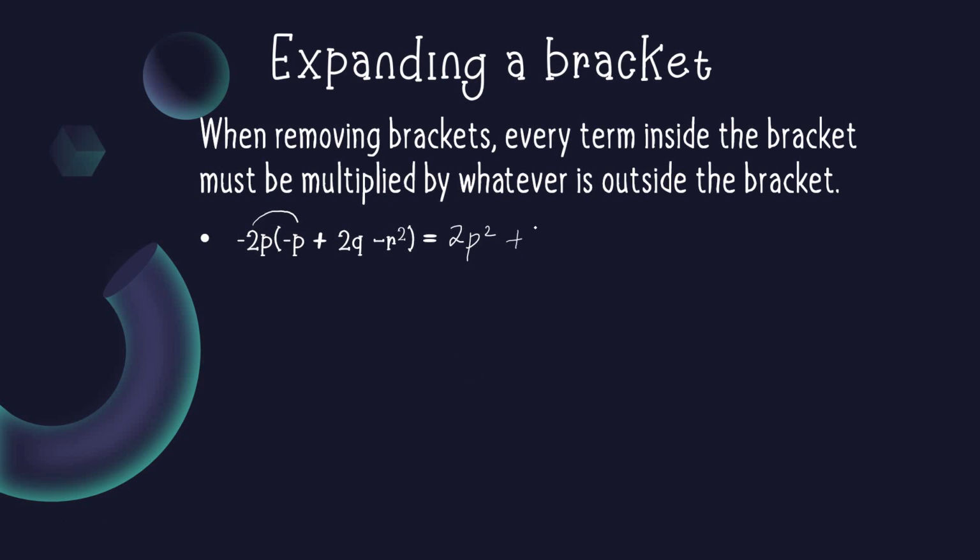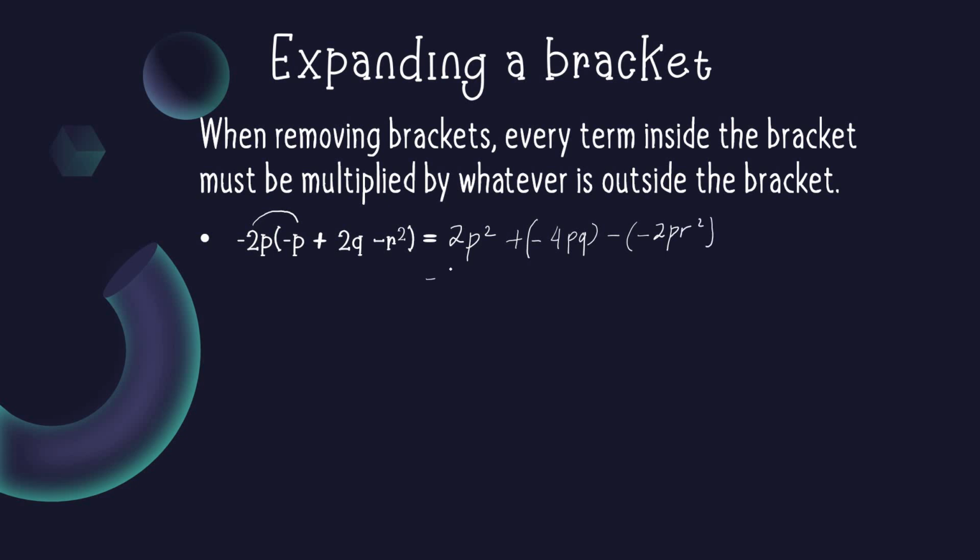Negative times positive will be negative. 2p times 2q becomes 4pq. Next, negative over here. Negative times positive is negative. 2p times r squared becomes 2pr squared.